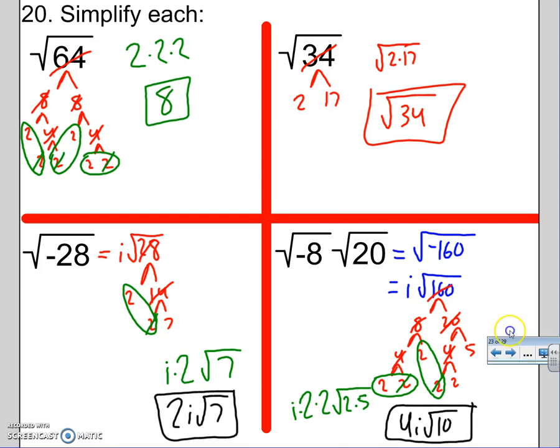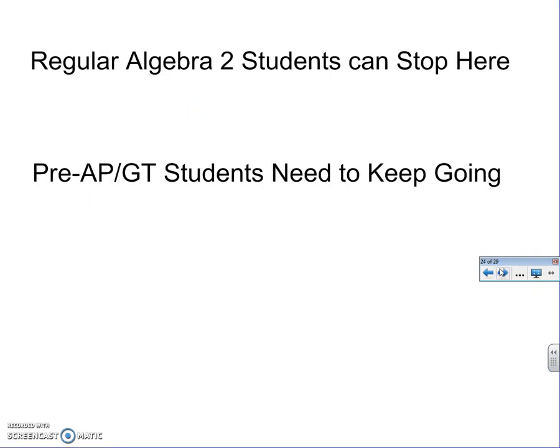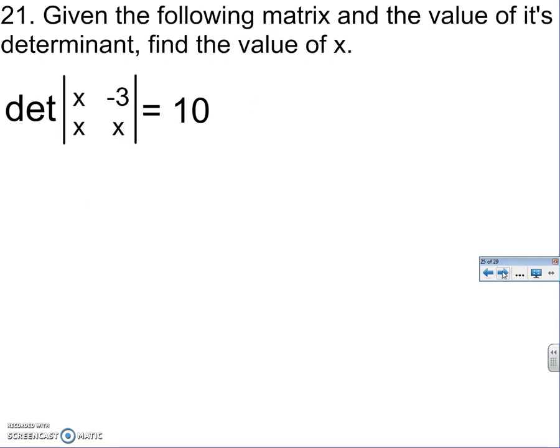Alright, so that's good for regular. Pre-AP, keep going. GT, keep going. 21. Given the following matrix and the value of the determinant, find the value of x. Well, to find the determinant, we have to find the equation.